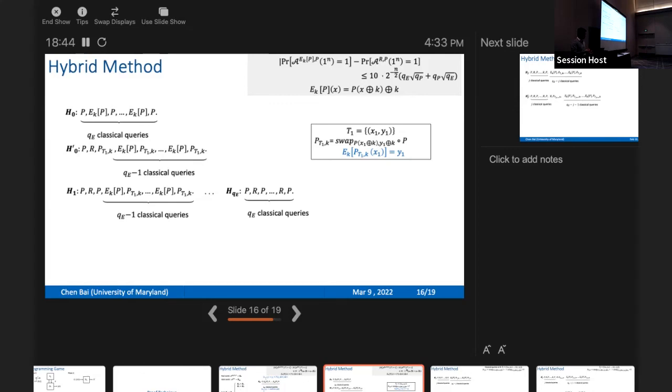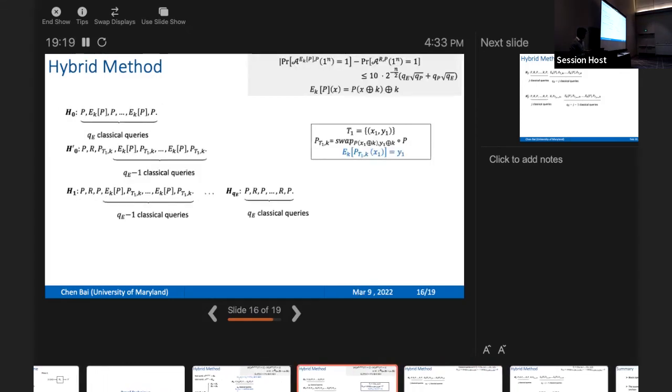Now H0 and H0 prime look identical to the adversary's view, even if the adversary can learn the key, because when you query x1 XOR k to the P oracle, both will get y1 XOR k as the output. In this way, we can prove that H0 is close to H0 prime. The only difference between H0 prime and H1 is that the first quantum query is answered by P_{x1,y1,k} instead of P, and we are also able to prove that this change is relatively small.